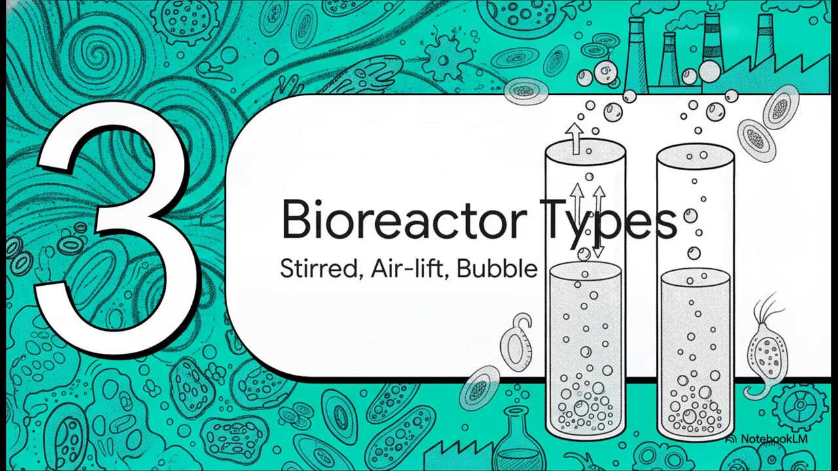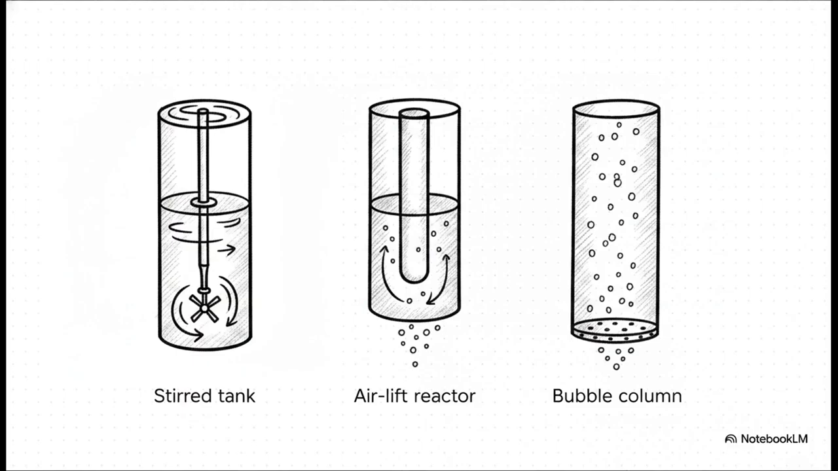Which brings us to section 3, types of bioreactors: stirred, airlift, and bubble. Now, because different cells require different environments, not all biological factory floors are going to look exactly the same. We've got a few main designs. There's the traditional stirred tank, which uses a mechanical impeller, basically spinning blades to mix the broth. Then there's the airlift reactor. This one relies on a central draft tube, using air currents to physically lift the fluid and the cells up and down.